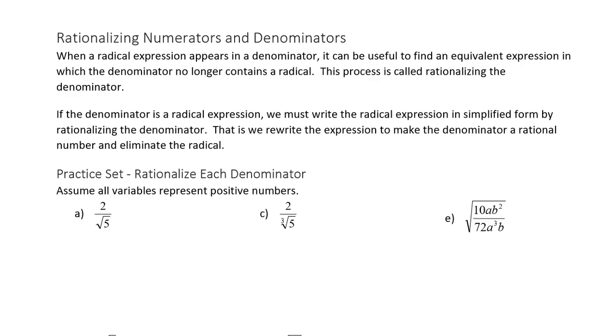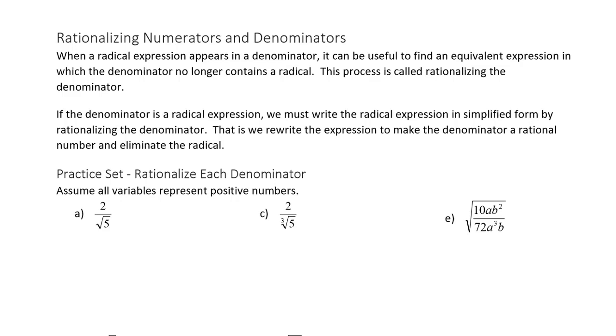Not all radical expressions will simplify without a radical in the denominator. When a radical expression appears in a denominator, it can be useful to find an equivalent expression in which the denominator no longer contains a radical. This process is called rationalizing the denominator. If the denominator is a radical expression, we must write the radical expression in simplified form by rationalizing the denominator.